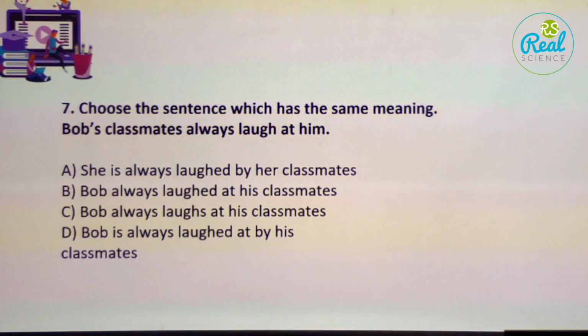Bob's classmates always laugh at him. Why do they laugh so? The same meaning, pick D. D. Yes, D. All agree? Anyone?